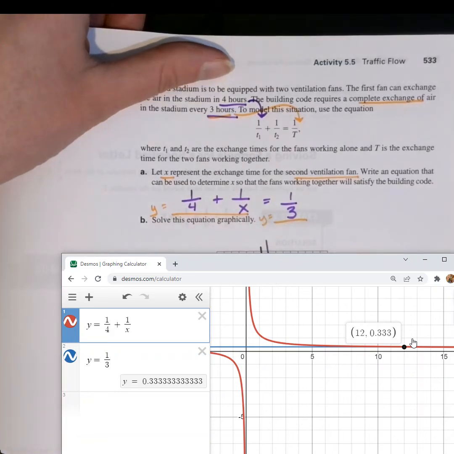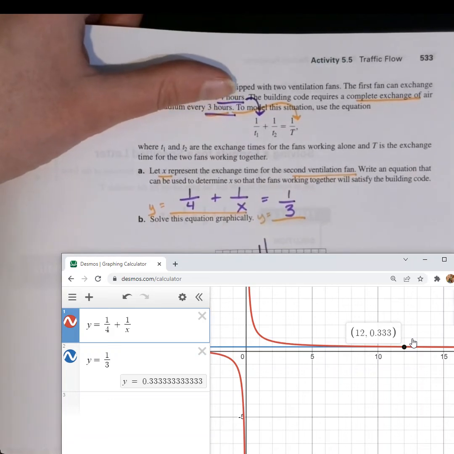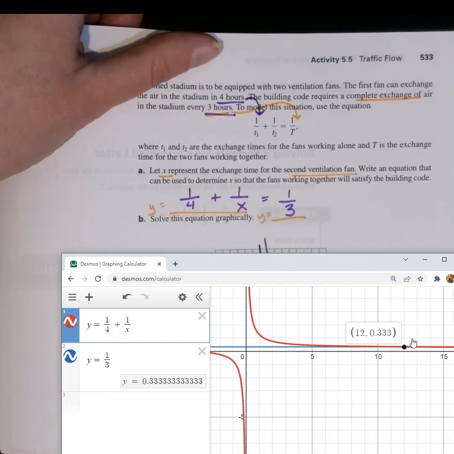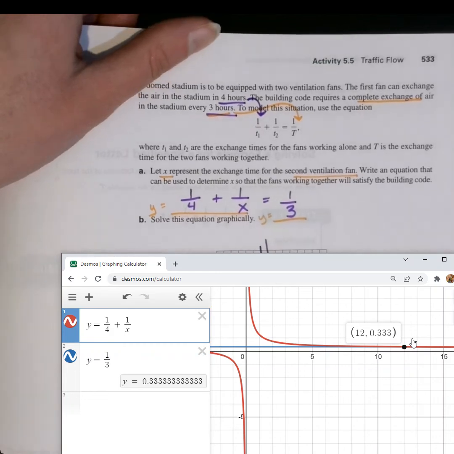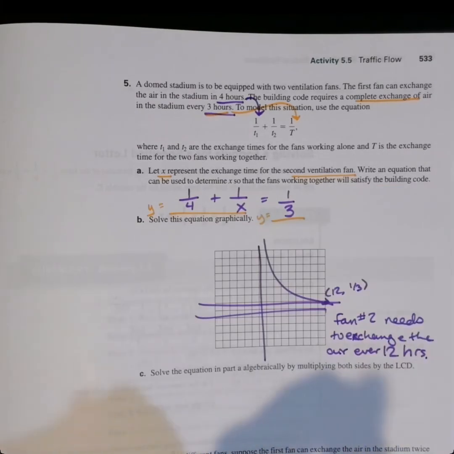So my solution is that fan number 2 needs to exchange the air every 12 hours. It needs an exchange rate of 12. Sorry, Desmond was in the way. Fan number 2 needs to exchange the air every 12 hours.